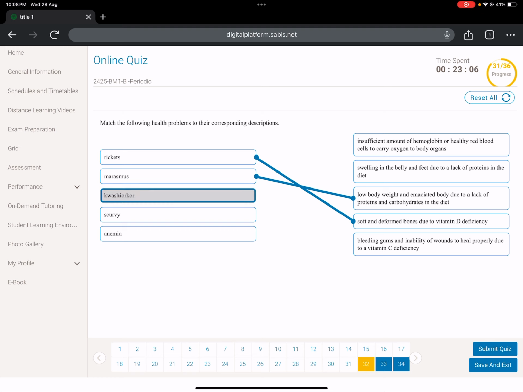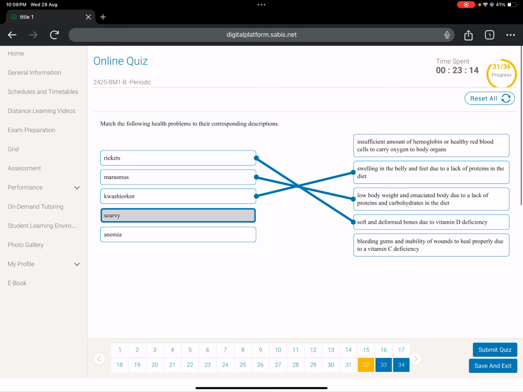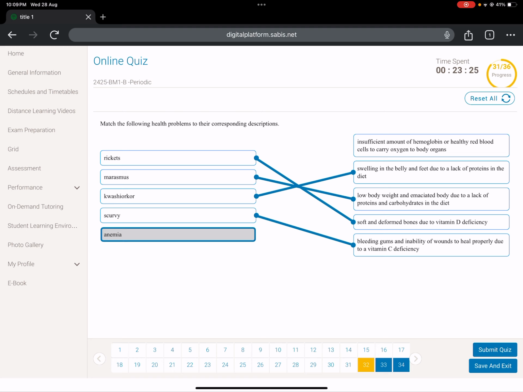Kwashiorkor is lack of protein. So swelling in the belly, that's a symptom, swelling in the belly, because there's a lack of protein in the diet. Scurvy was a lack of vitamin C, and vitamin C was important for the skin and gums. So we're going to have bleeding gums and inability to heal wounds properly. Anemia, low iron, so no hemoglobin enough to carry oxygen. That's why people who have anemia usually get tired easily.